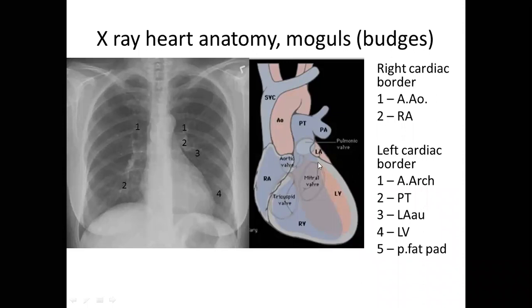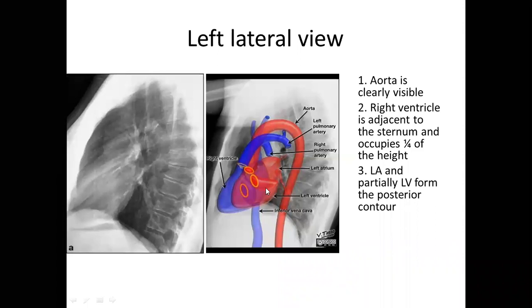Here is a lateral view, so pause the video and try to check this out by yourself. This is how the heart looks on the lateral view, and here is the same patient but overlapping with the actual image of the heart. So stop the video and read that.